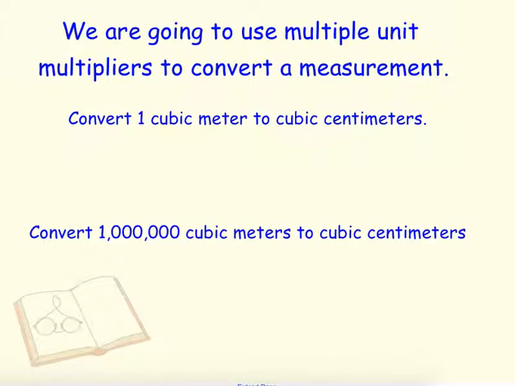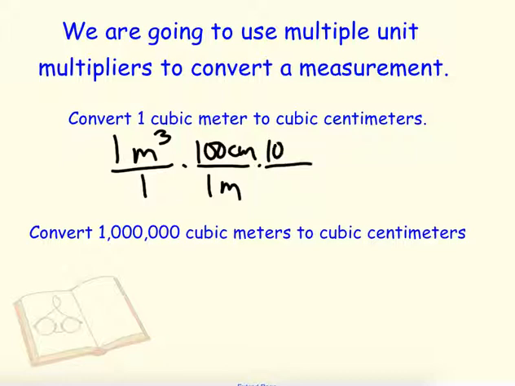All right, another one. 1 cubic meter to cubic centimeters. So we start with this 1 meter cubed. And I say, all right, there's 100 centimeters in a meter. So 1 meter is 100 centimeters. Now I need to do that 3 times. 100 centimeters and 100 centimeters.